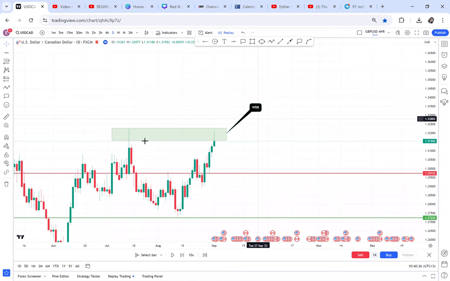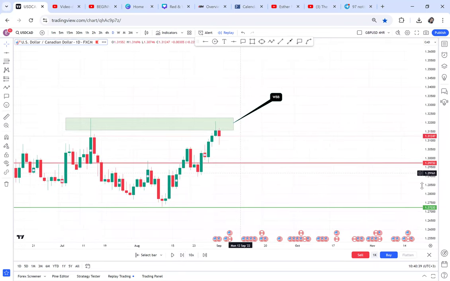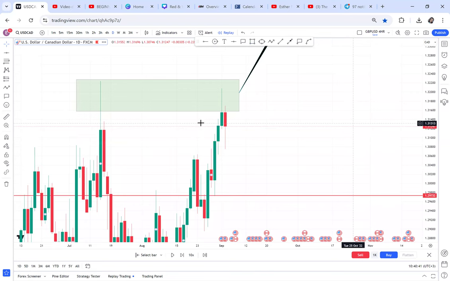WBB means first we wait for a red candle. So I will play and see the red candle. You can see that red candle even has a wick, so it has not engulfed.